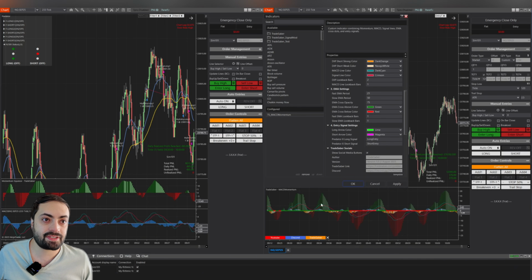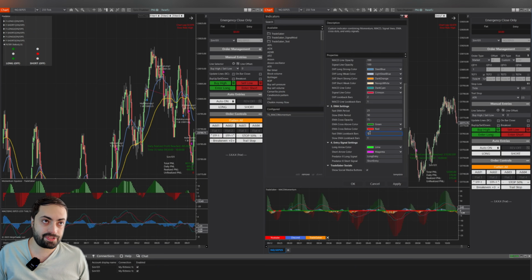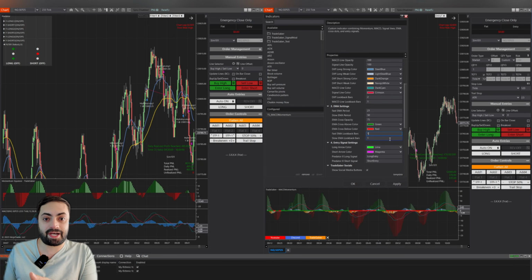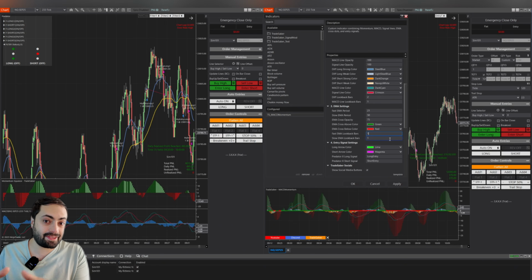Your EMA settings, those are your green and red dots in the middle. If you have a green dot, that means the fast EMA, so your 21, is above the 50. If you find a red dot, that means your fast EMA is below your 50 EMA, so you're trending down. Now, the look back bars, this is your trend direction. This is how many bars it looks back to find that trend.